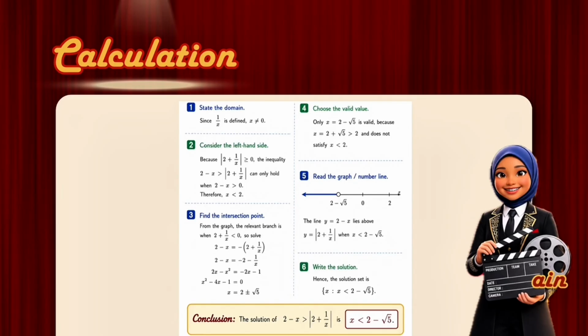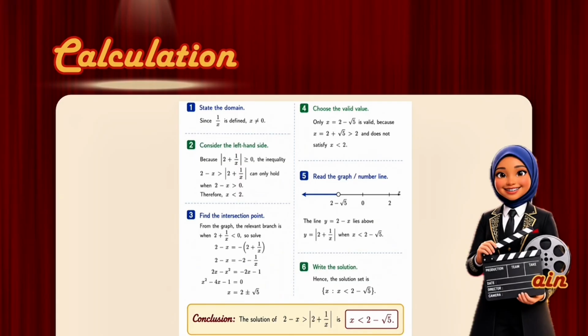Now we use the graph to find the point where the two expressions are equal: 2 minus x equals modulus of 2 plus 1 over x. We solve it and get x equals 2 plus or minus root 5. However, we already know that x is less than 2. Therefore, 2 plus root 5 is not valid because it is greater than 2. The valid intersection value is x equals 2 minus root 5.